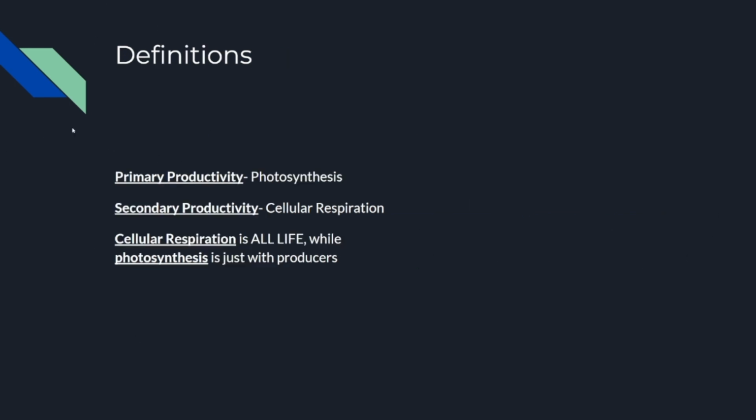And here are some important definitions. Primary productivity is just photosynthesis, and secondary productivity is just cellular respiration. Just switch those words out. They can be switched in and out. For cellular respiration, it's all life, while photosynthesis is just with producers. So cellular respiration can be with animals, carnivores, stuff like that. But photosynthesis can only happen with producers, such as plants.